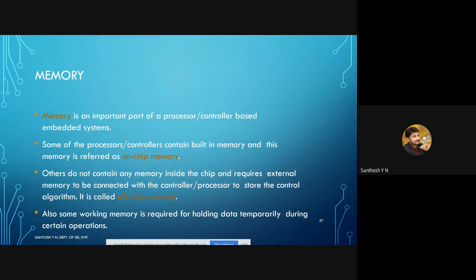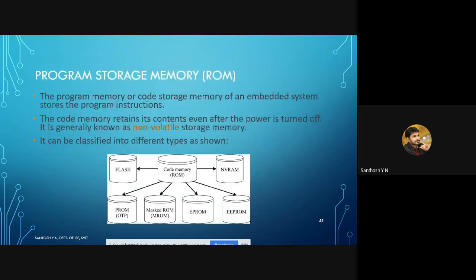And if you do not have support for using the memory on the chip, then obviously we need to go for an external memory. That type of memory is called off-chip, right? So these are the two types of memory that you can go for. It can be either on-chip or off-chip. Also, some working memory is required for holding the data temporarily during certain operations. So we'll be discussing the different types of memories that we can use for designing the complete embedded systems.